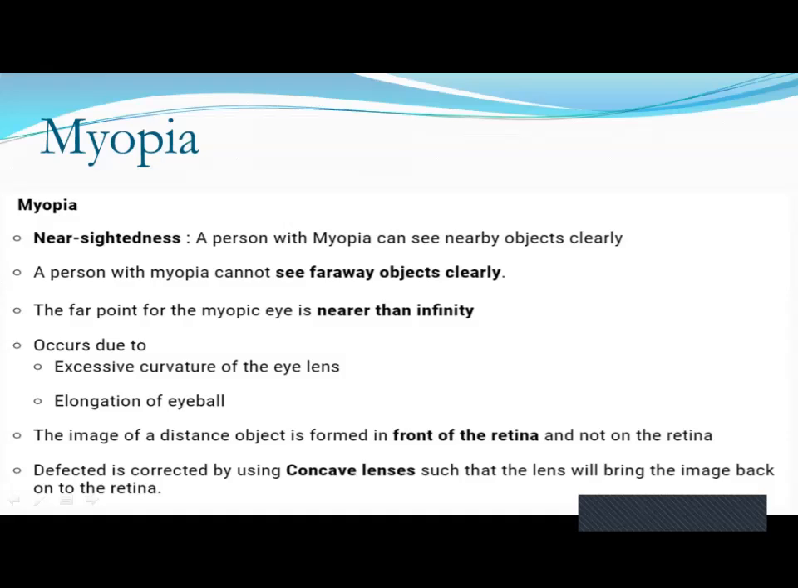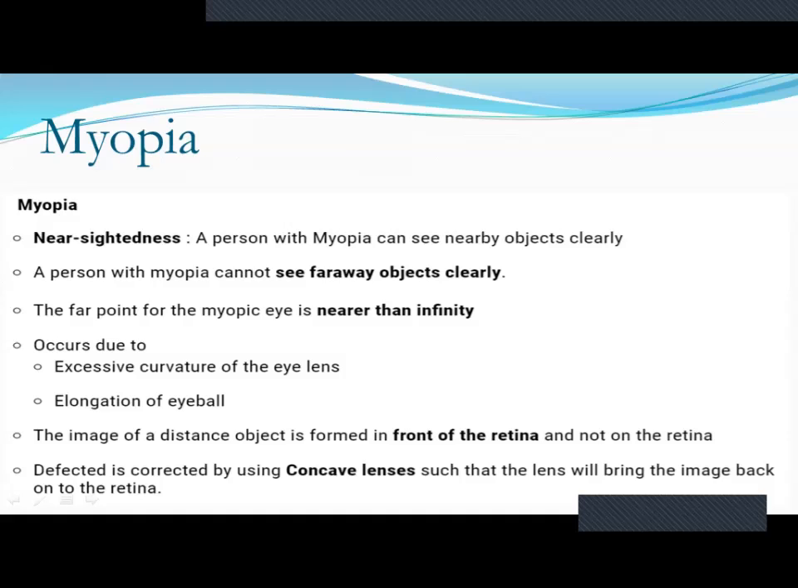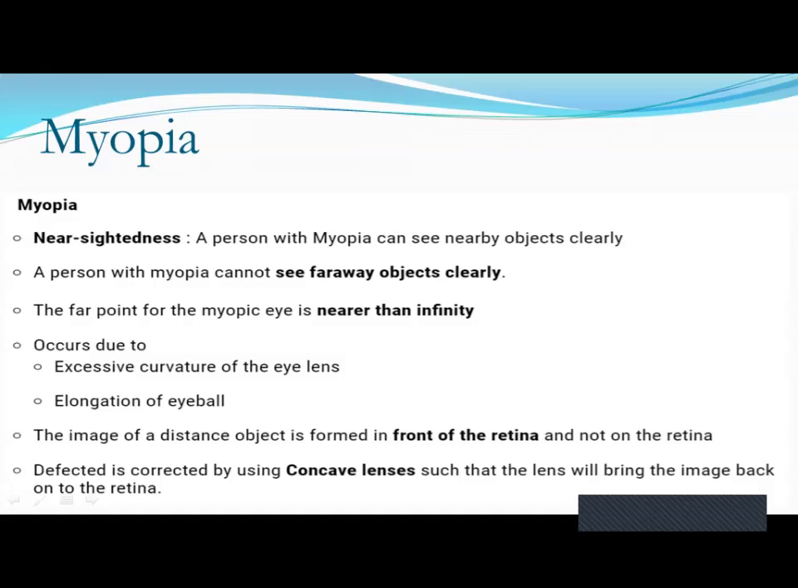So this problem occurs because of excessive curvature of the eye lens. Excessive curvature means it is the bending. We have already discussed excessive curvature. So if it bends too much, it can see the nearby object. That means the thickness is increasing.